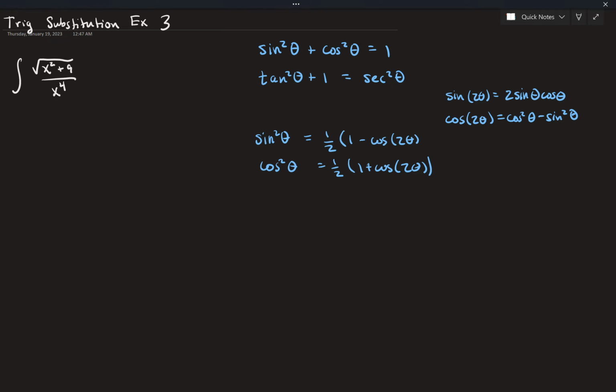Okay, here we go for example 3 for trig sub. So in this video we're going to be doing the integral of the square root of x squared plus 9 over x to the fourth. And for this one, I notice it looks like tangent, but I don't 100% have 1 plus x squared, I have 9 plus x squared.